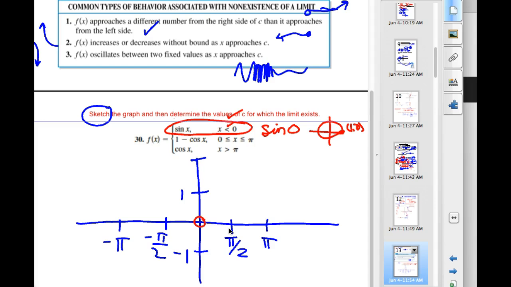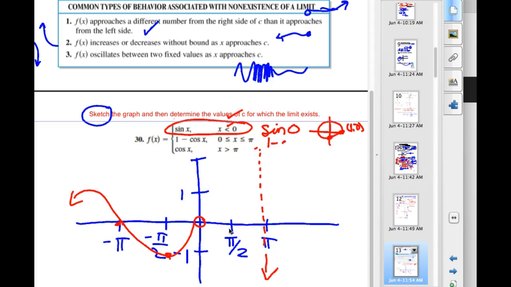And then what I do to the left is I do my sine wave. And sine of negative pi halves is -1 and at pi it's 0 again. So I'm doing this over here. And I just sketched that. Next, I need to know what happens between 0 and pi. So I have a fence at pi. I'm going to see what happens at 0.